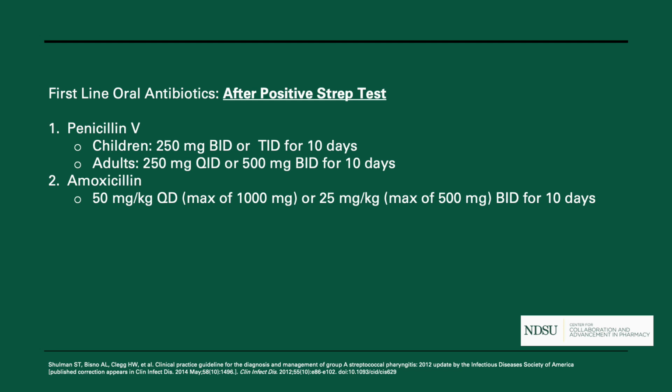So first we'll go over dosing for penicillin. The child dose recommended is 250 milligrams twice a day or 3 times a day for a total of 10 days. The adult dose would be 250 milligrams 4 times a day or 500 milligrams twice a day for 10 days. With amoxicillin, it is a weight-based dose, so we would see 50 milligrams per kilogram once a day or 25 milligrams per kilogram twice a day for again 10 days.